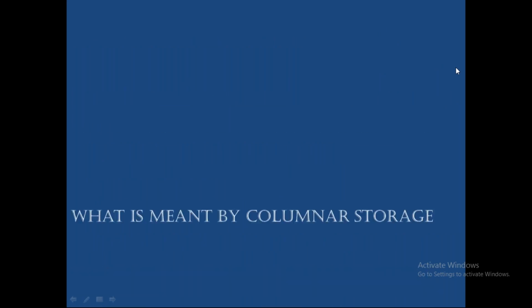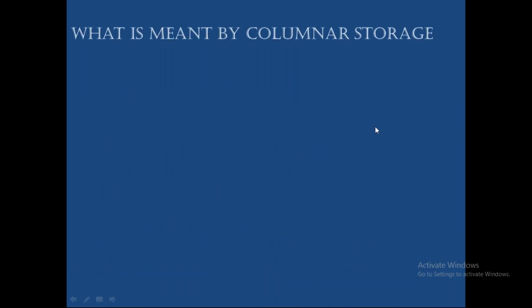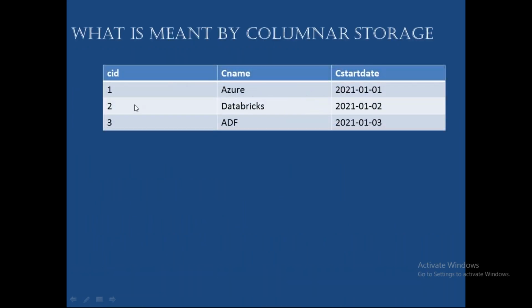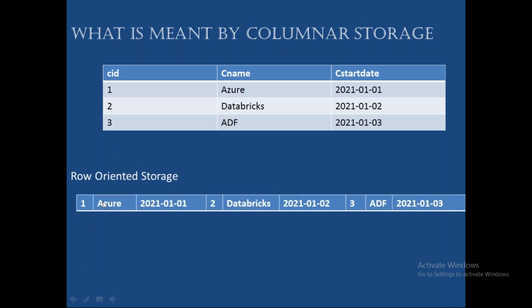Okay, fine. Now you see what is meant by columnar storage. Let's take an example of course ID, course name, and course start date. Fine. Now, if it is a row-oriented storage, data will be stored something like that.